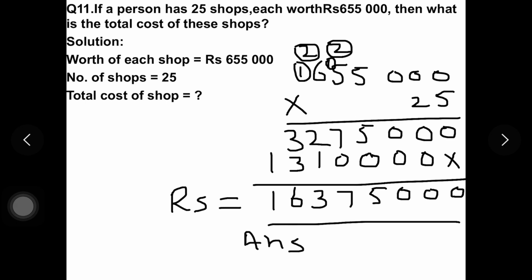Yes student, total shops 25 and worth of each shop is 655,000. Now we will find through multiplication, and the answer is rupees 16,375,000. Understand? I hope you understand all the questions.